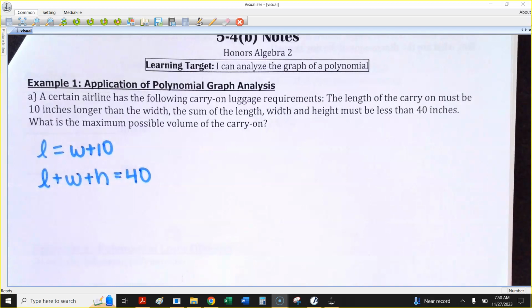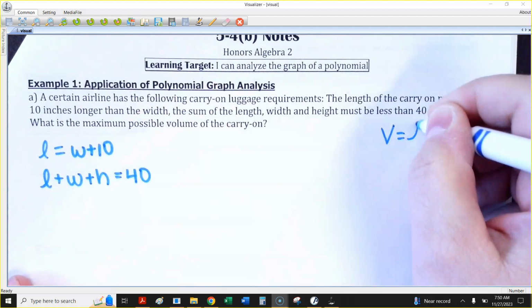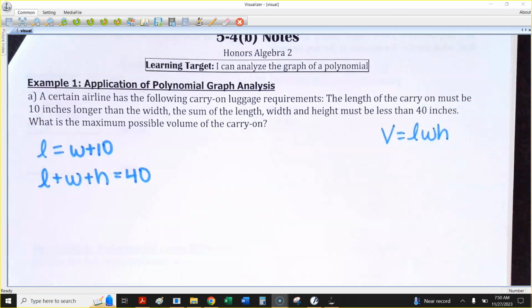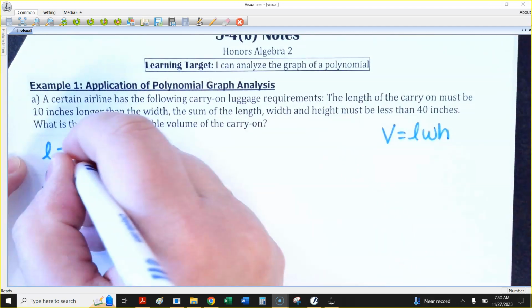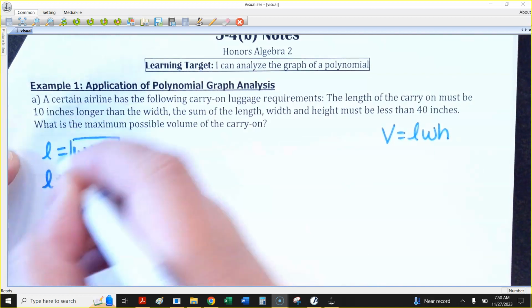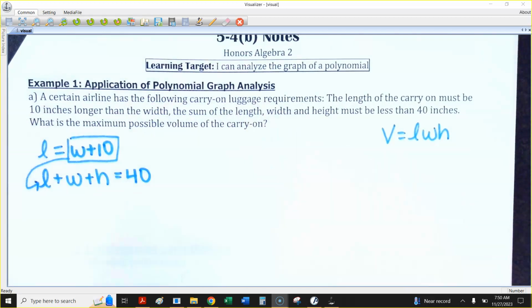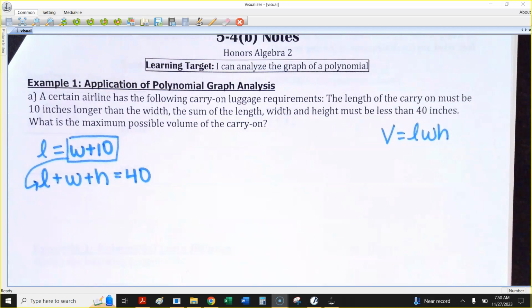Now, what I need then is we're going to find the maximum possible volume for this. So volume, length, width, height, right? Or area of the base times the height, if you want to remember that from geometry. Now, the problem is I've got to create an equation that only has just the volume and one other variable, otherwise we won't be able to do this. So let's sub this in for the length. The length has to be 10 more than the width, so I'm just going to substitute that in there.